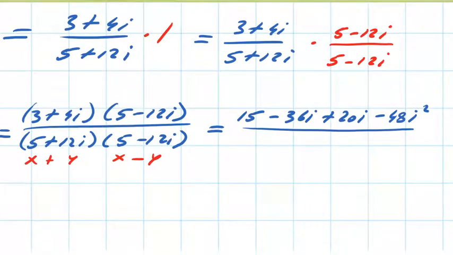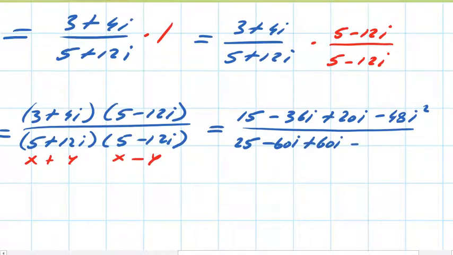So 5 by 5 is 5 squared is 25. 5 by minus 12i is minus 60i. 12i by 5 is plus 60i. And finally, plus by minus is minus 12 12s is 144. And the i is squared.